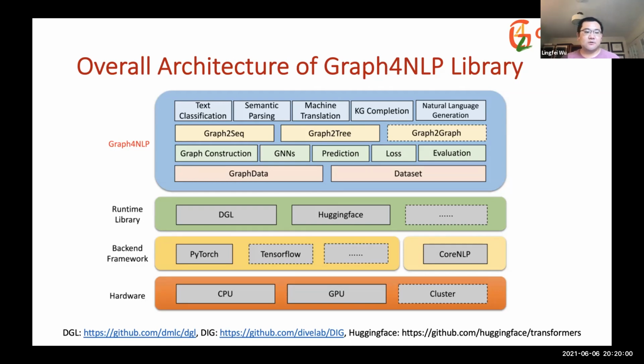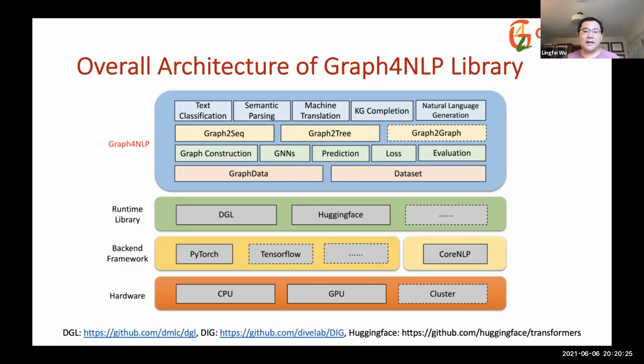Another layer is the runtime library. Some people have had a discussion in the chat about the Deep Graph Library and PyTorch Geometric. One thing we want to highlight is that we do have many comparisons between different libraries. The reason we prefer DGL over PyTorch Geometric is not that DGL is better than PyTorch Geometric.